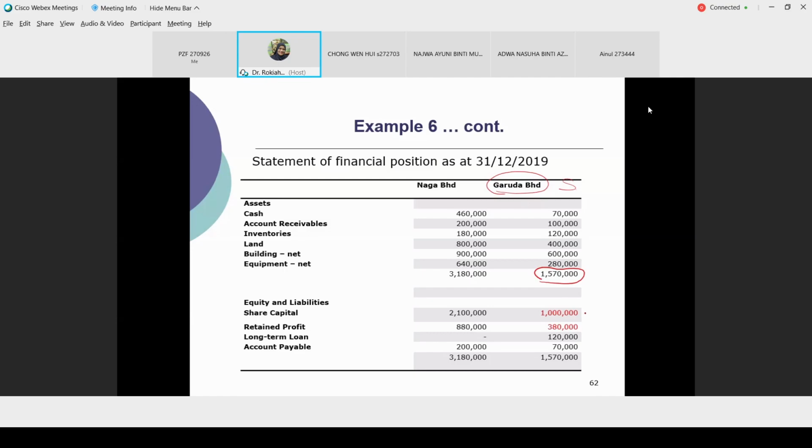And then this is the share capital. If you total up, or calculate, the net assets: 1750, minus 120, and then minus 70. At the end you get 1380. If you total up these two figures, also 1380. This is before adjustment. Now we're going to look at the adjustment.